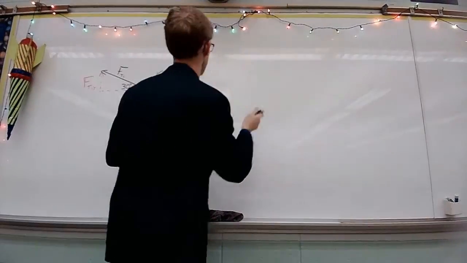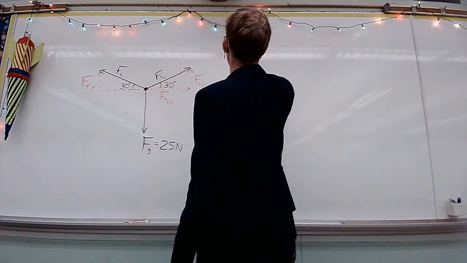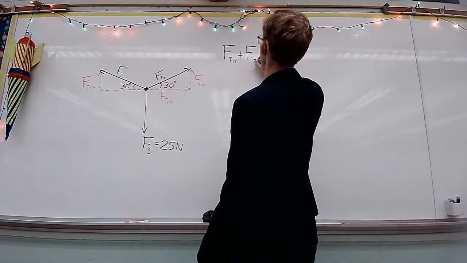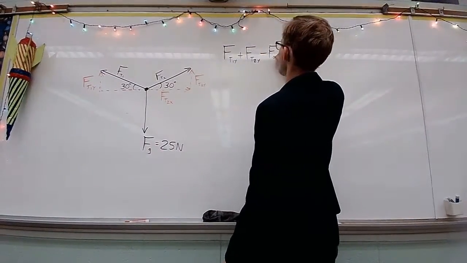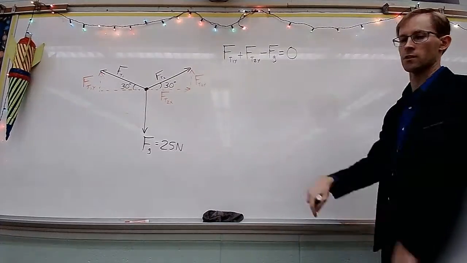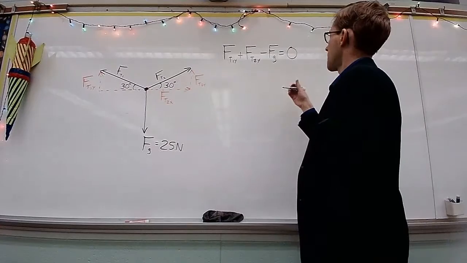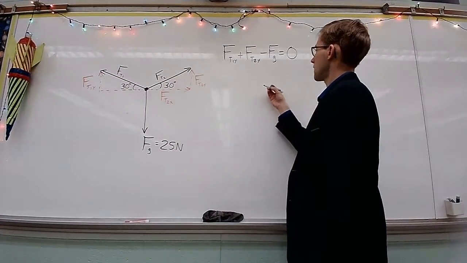So my force equation is going to be Ft1y plus Ft2y minus gravity equals 0. Everything going up minus everything going down. That's all there is to it. So if that's the case, I can move force of gravity to the other side.